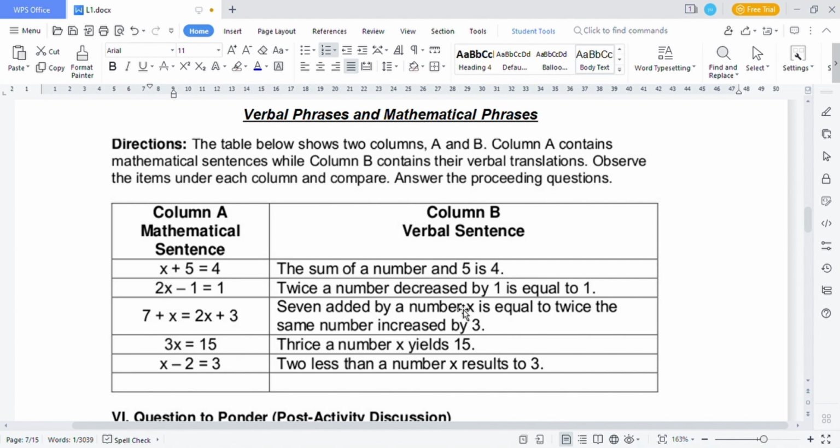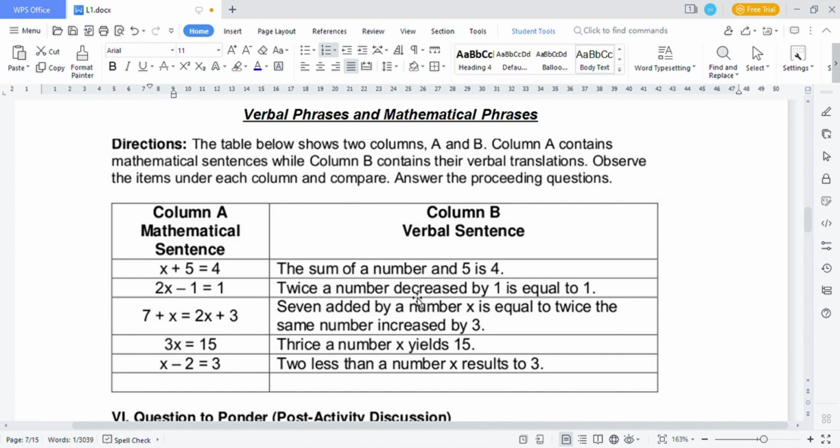If we observe, x plus 5 is equal to 4. When translated into a verbal sentence, it can be: the sum of a number and 5 is 4. Now, if we have 2x minus 1 is equal to 1, that is twice a number decreased by 1.